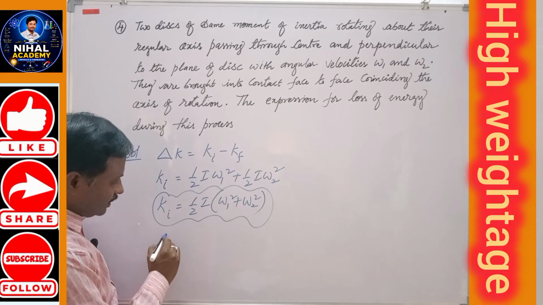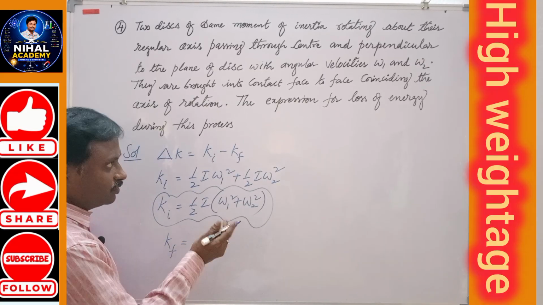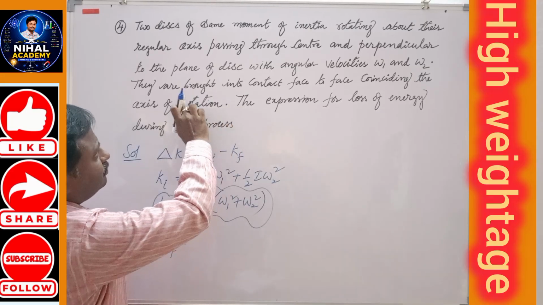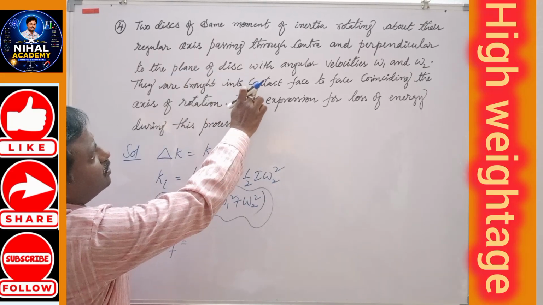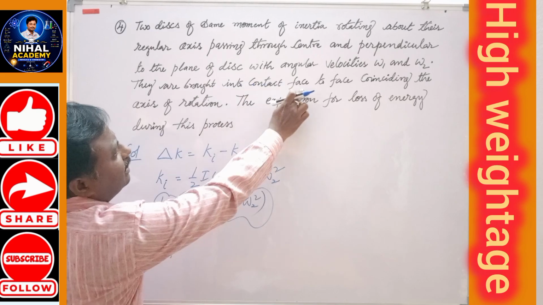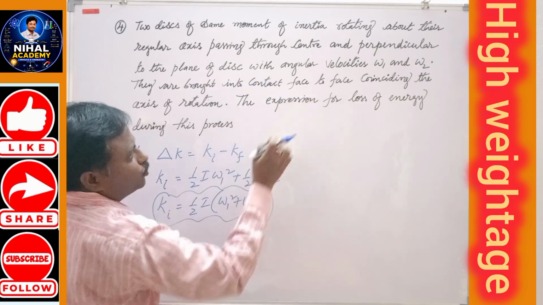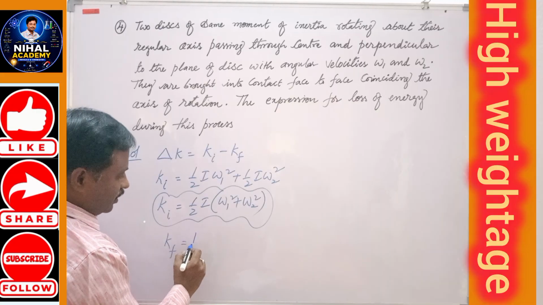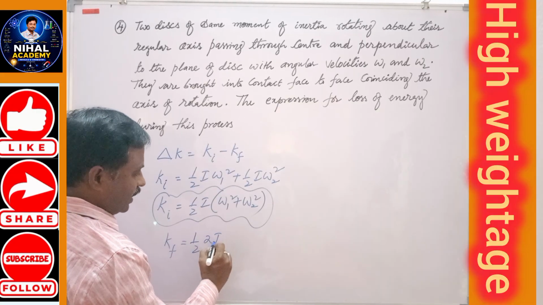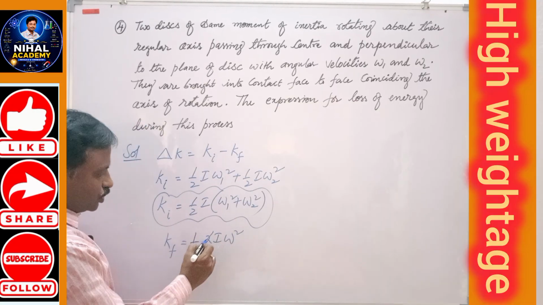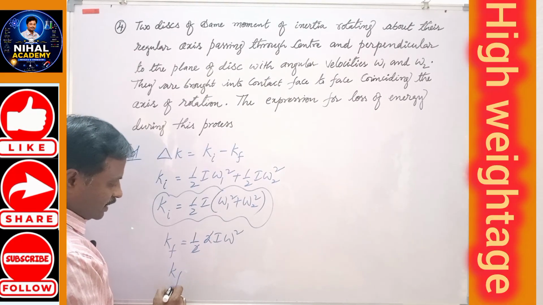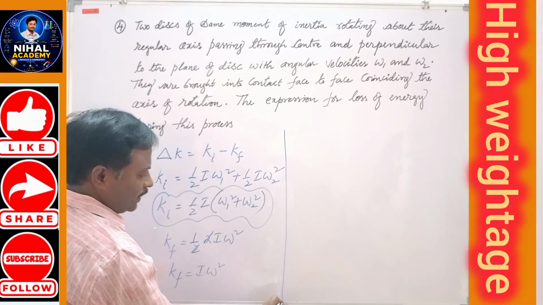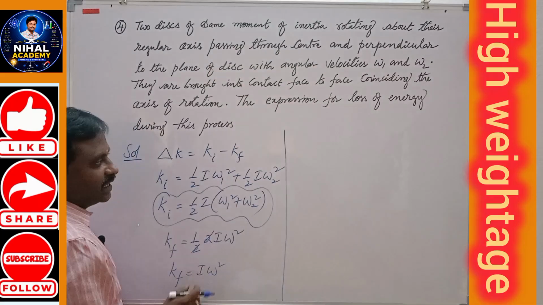Now we have to calculate Kf, the final kinetic energy. In this case, the two disks are brought into contact face to face, so that is the final state. So Kf is equal to half times 2I omega square; here the 2 cancels, so Kf is equal to I omega square. Now we have to calculate omega square.